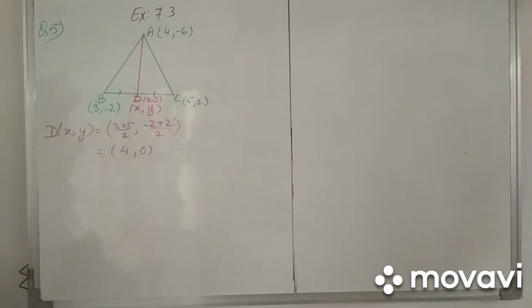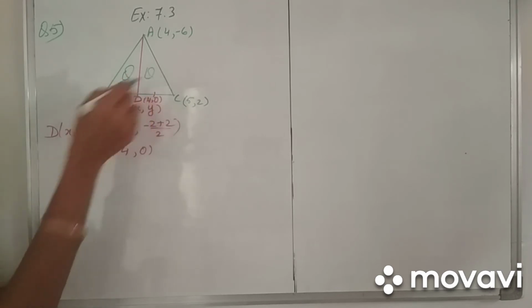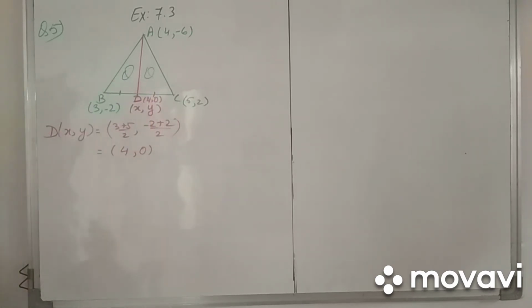What we have to find out? Find the area of triangle ABD. This is equal to this one. So we will find separately the area of ABD and the area of ADC, and then we will compare the values.